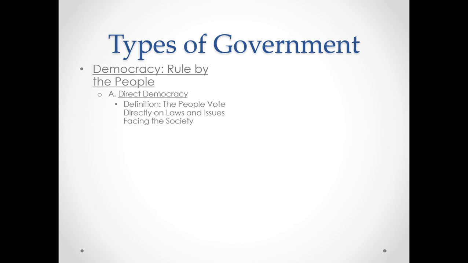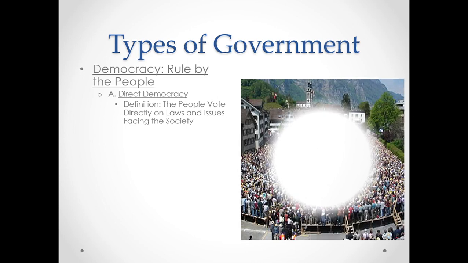Now, imagine this. It works in a class, but imagine getting 330 million Americans to all gather in one place, and we ask them the same questions, and they all raise their hand, and we have to count all 330 million Americans. Is that going to work? If you're thinking yes, think again. The answer is no. That would take forever. So we don't have direct democracy. Very few governments have a direct democracy. You'll usually only find them in very small places.